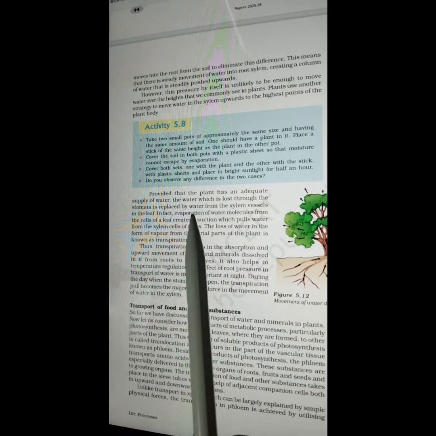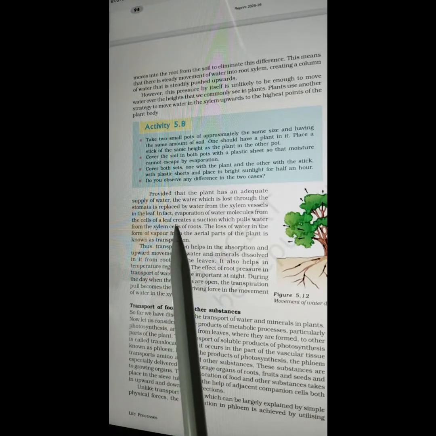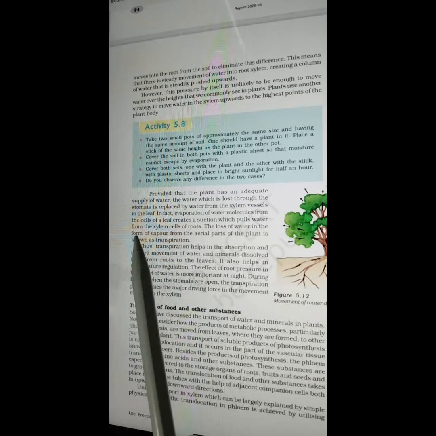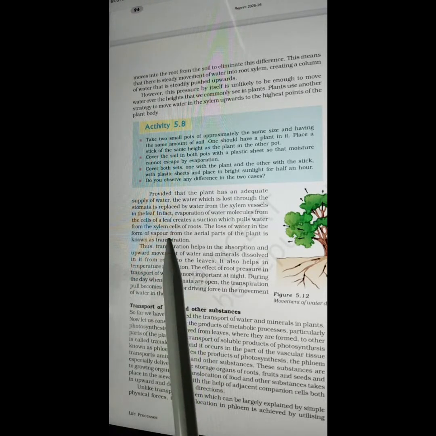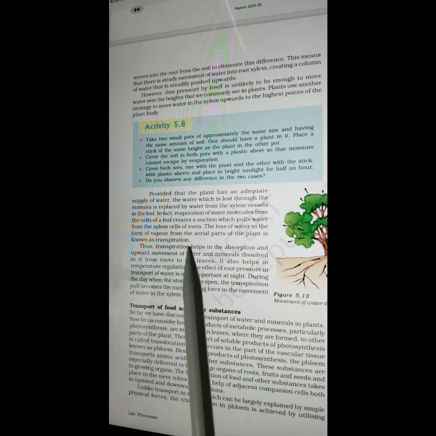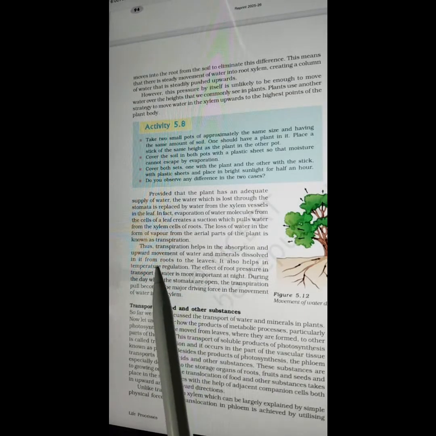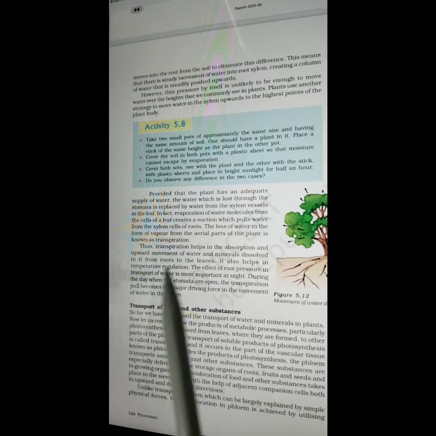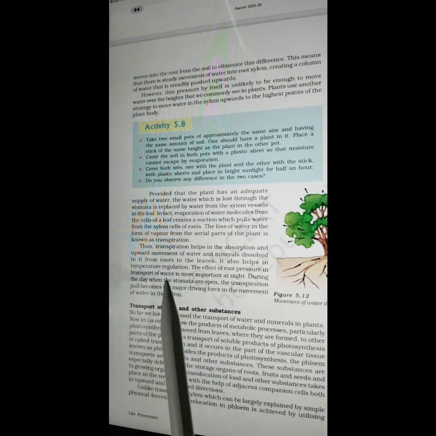The water which is lost through the stomata is replaced by water from the xylem vessels in the leaf. In fact, evaporation of water molecules from the cells of a leaf creates a suction which pulls water from the xylem cells of roots. The loss of water in the form of vapor from the aerial parts of the plant is known as transpiration. Thus, transpiration helps in the absorption and upward movement of water and minerals dissolved in it from root to the leaves. It also helps in temperature regulation.